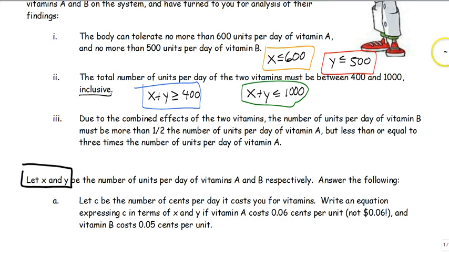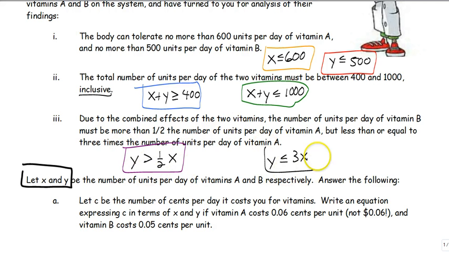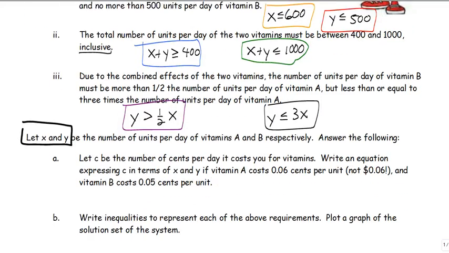And finally, due to the combined effects of the vitamins, the number of units per day of vitamin B, which is y, must be more than 1/2 the number of A. And finally, y has to be less than or equal to 3 times the number of A. So these are our final two equations. Okay. And so these 6 equations are what you have to graph on your big grid. I did that in class, and you should have that hopefully down already. But let's look at the next part of this problem.